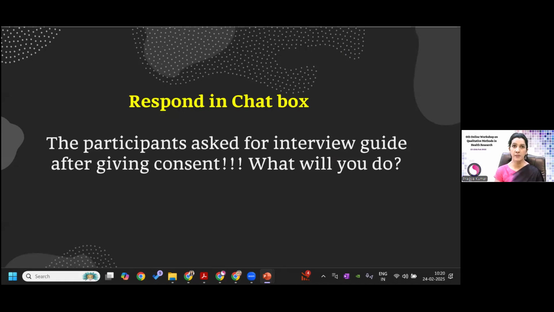So the participants ask, if you have gone to the field for data collection, or here also in the institute, if you are doing something on medical education, and the participants ask for the interview guide after giving consent, what will you do? Will you give the interview guide or will you not give?